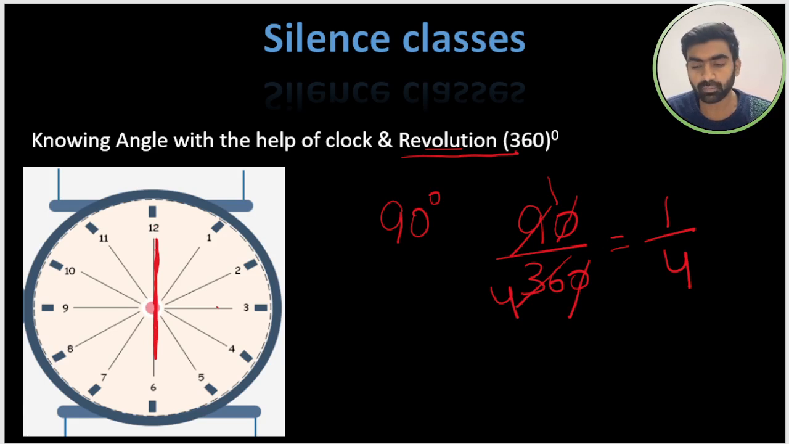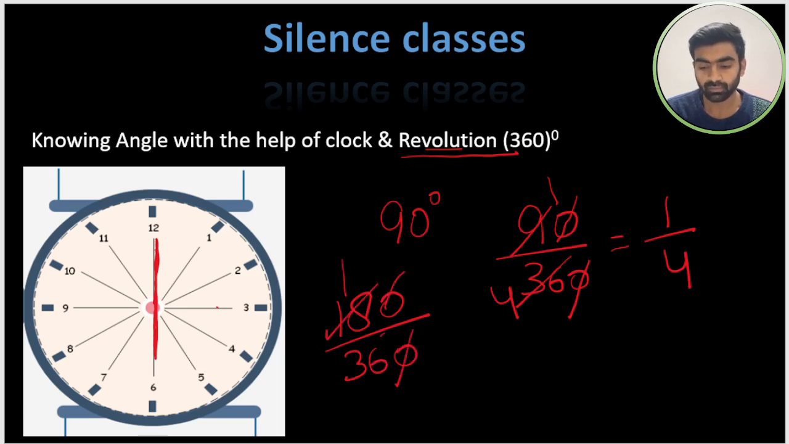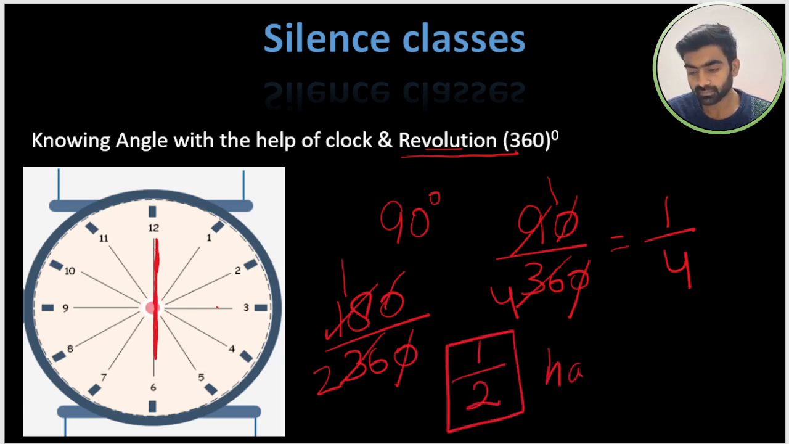We can check it by putting 180 upon 360. 18 ones are 18, 18 twos are 36. We can say 1 upon 2, which means half. So we have completed 1 upon 2 revolution, okay.